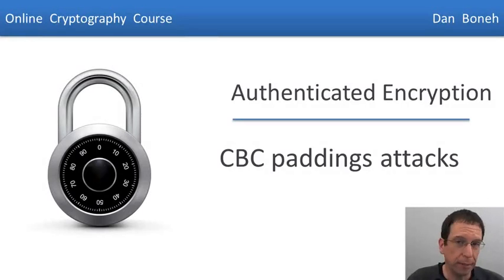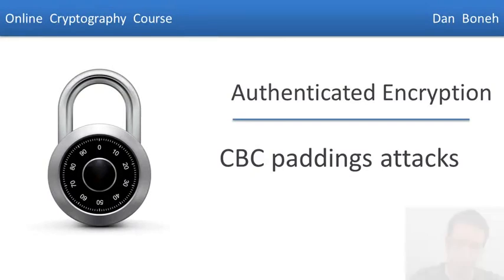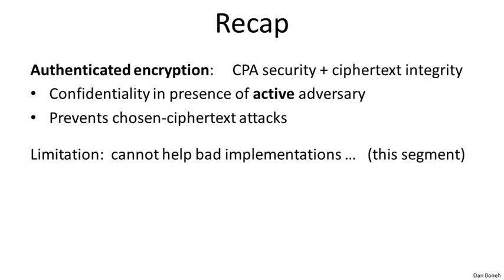In this segment and the next, I want to show you two very cute attacks on deployed authenticated encryption systems. But first, let's do a quick recap. Recall that authenticated encryption means that the system provides CPA security plus ciphertext integrity. Authenticated encryption means that we can preserve confidentiality in the presence of an active adversary, and moreover, the adversary can't modify the ciphertext in any way without being detected.